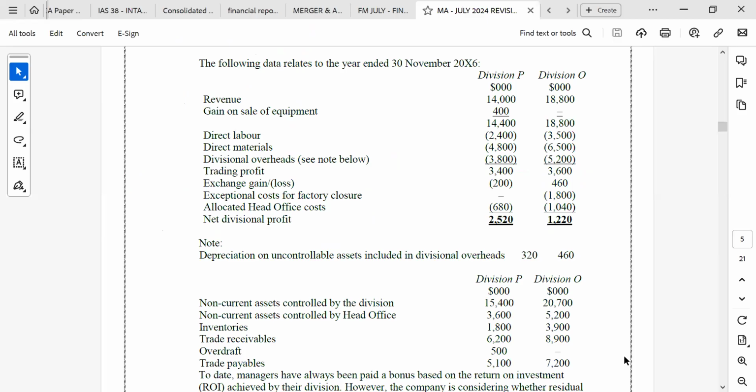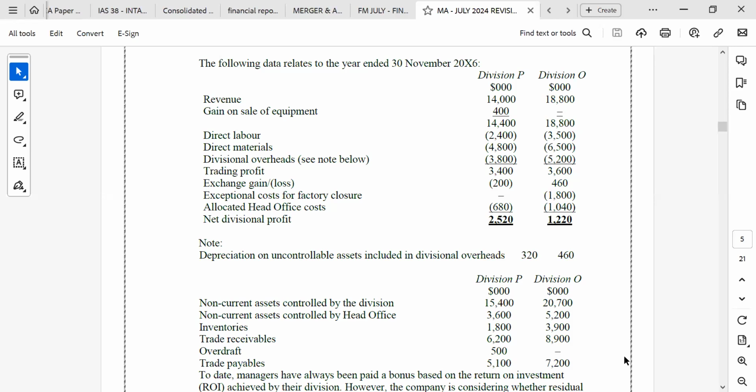Let's come here. Exceptional cost for factory closure. Why are we adding? It has been included in divisional overhead, which is a subtraction. So the 320 has been included over here, which has been subtracted from our revenue before getting the profit. So we have to come and add it back because it was subtracted before getting the profit. So the direct material and those ones are the people that the divisional manager is paying, people that we are employing ourselves, the material that we are buying ourselves.